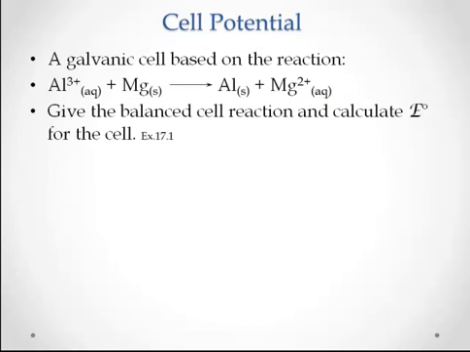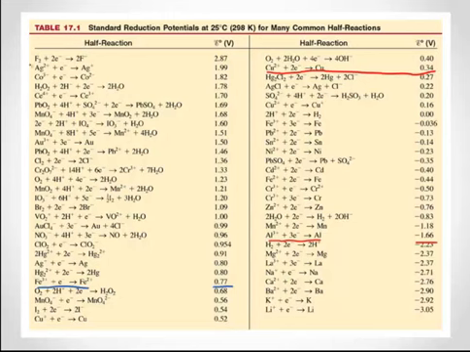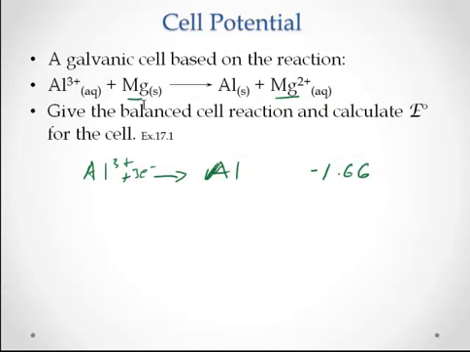I'm just going to write this out. Al3+ plus my 3 electrons equals Al, and that was a negative 1.66. Now let's get magnesium. It's being oxidized, so we've got to flip that. So let's go back to our chart and find magnesium. And here it is, right here. There's magnesium being reduced at a negative 2.37. Now, it's not being reduced here; it's being oxidized, so I've got to flip that.